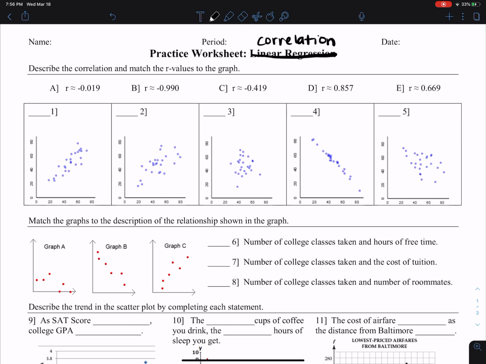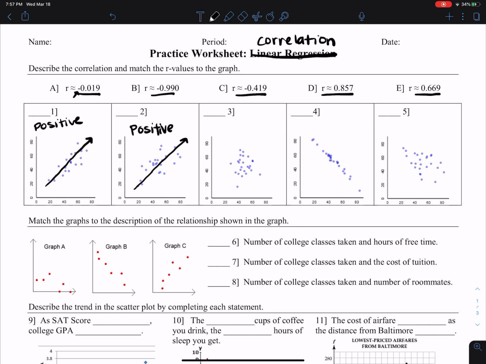On number 1, we can draw a trend line here that's going up, so we know this one is going to be positive. If we look at A, that one has a negative sign there. So it's not A, B, or C, so it could be D or E because we know it's positive. And on number 2, this trend line is also positive. So we know that 1 and 2 are going to be D and E.